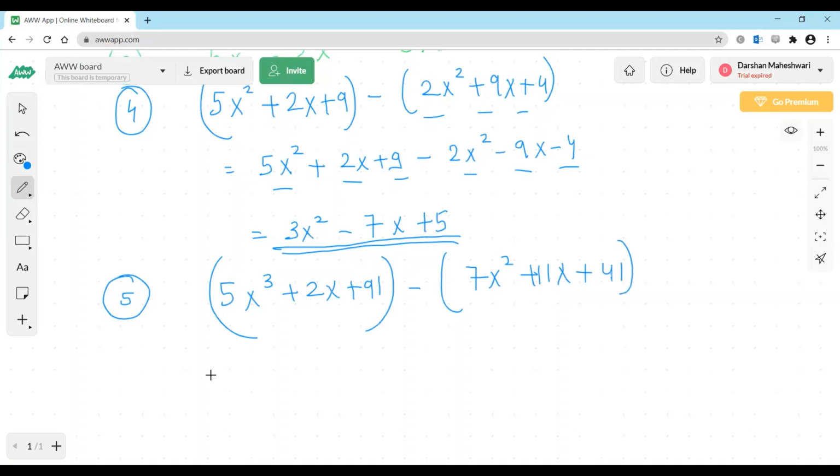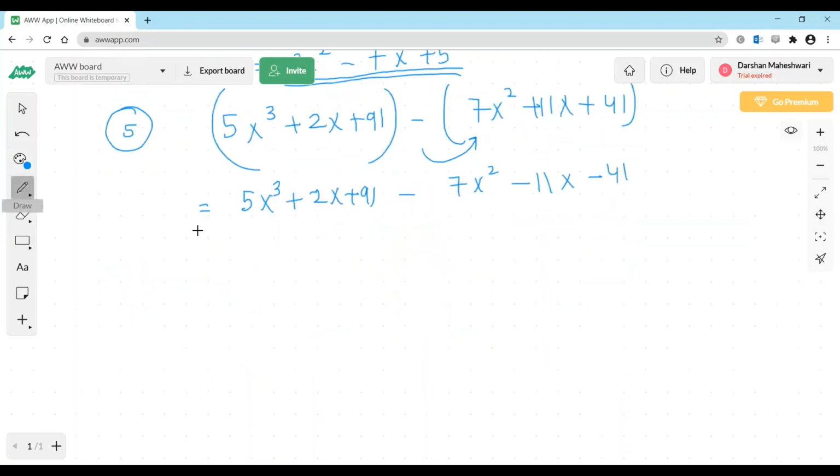What is the subtraction of this? Again, let's open up the brackets and take the minus sign inside. So we have the first expression as it is, 5x cubed plus 2x plus 91, minus 7x square minus 11x minus 41. We don't really have any other cubic term here, so 5x cube will remain as it is. We don't have any other square terms either, so minus 7x square remains as it is.